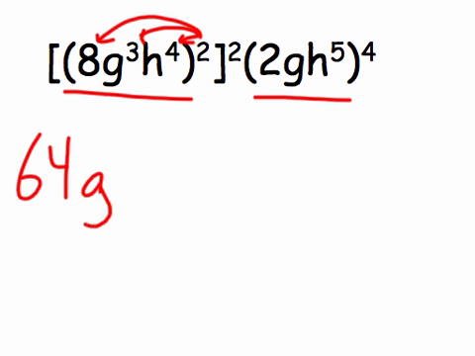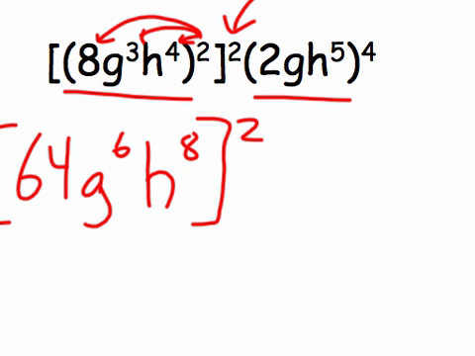I got g to the third squared. Remember, power to a power we multiply, so 3 times 2, that would be 6. Then h to the 4 times 2, right? H to the fourth power to the second power, so 8. And if you notice, I still have this square out here. So I can get rid of the brackets. I could put it in parentheses, or I could leave the brackets. It does not matter, but just remember that you still have to square all that.